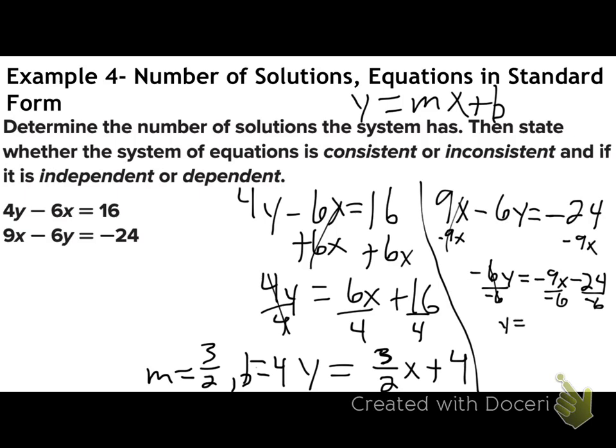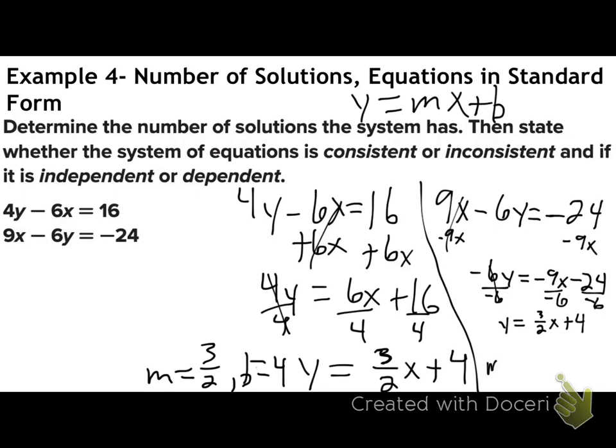Will negative 9 divided by negative 6 give me a whole number? Nope. Can I simplify 9 over 6? 9 and 6 are both divisible by 3. And negative divided by negative gives me a positive. 9 divided by 3? 3. 6 divided by 3? 2. Negative 24 divided by negative 6? Positive 4. There's this new equation solved for slope-intercept form.